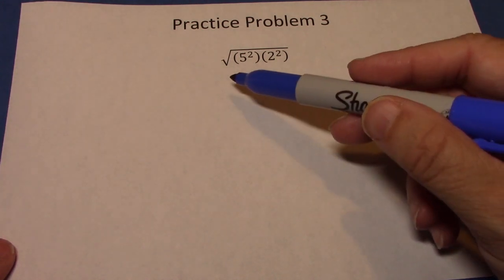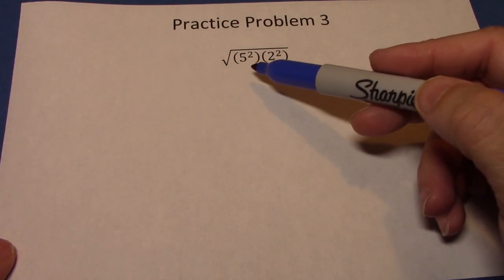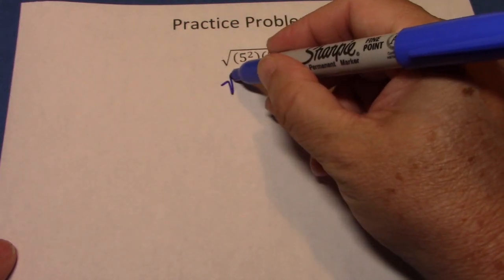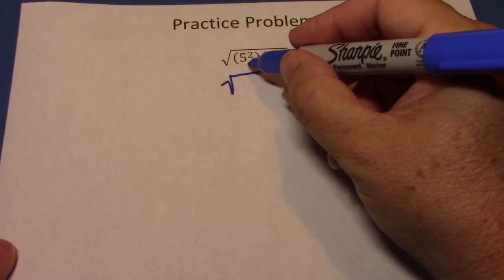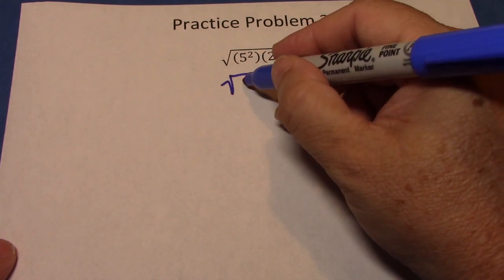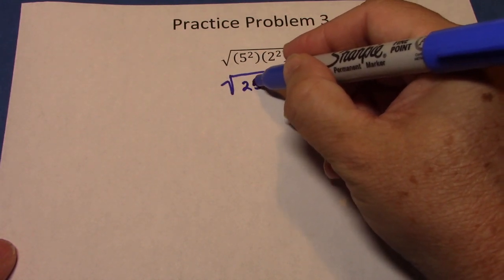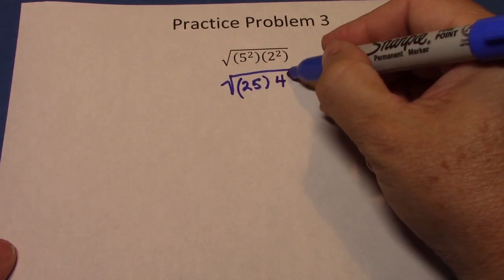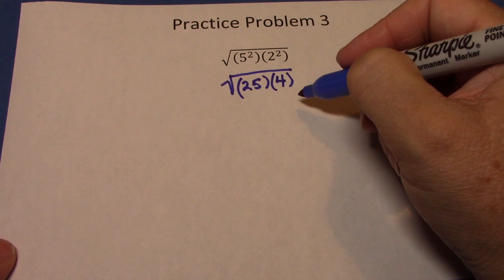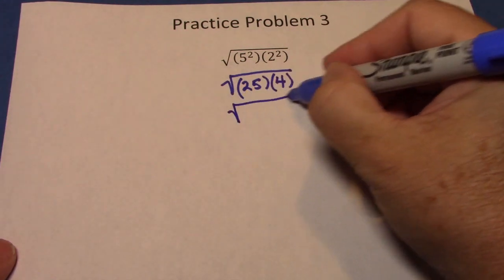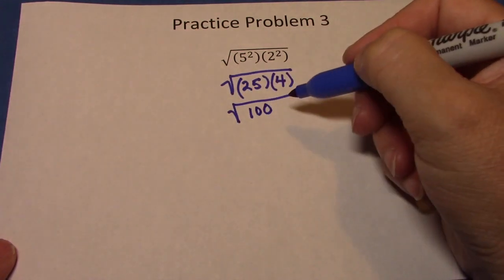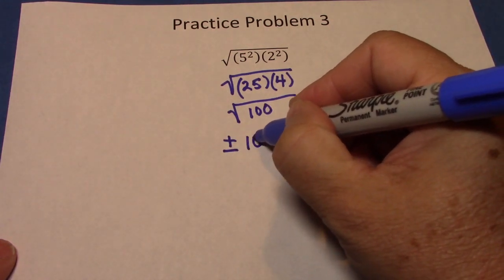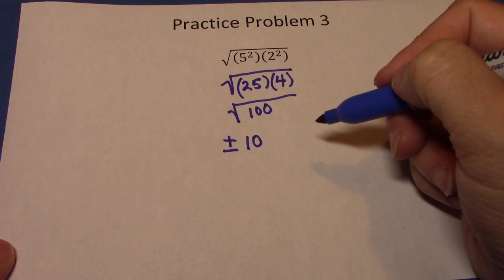Problem number 3 asks us to find the square root of 5 squared times 2 squared. Well, there's a couple ways to do this. Let's start with this. 5 times 5 is 5 squared. That's 25. And 2 times 2, that would be 4. That would be 2 to the second power. 25 times 4 is 100. And of course, the square root of 100 is either plus or minus 10, positive or negative 10.